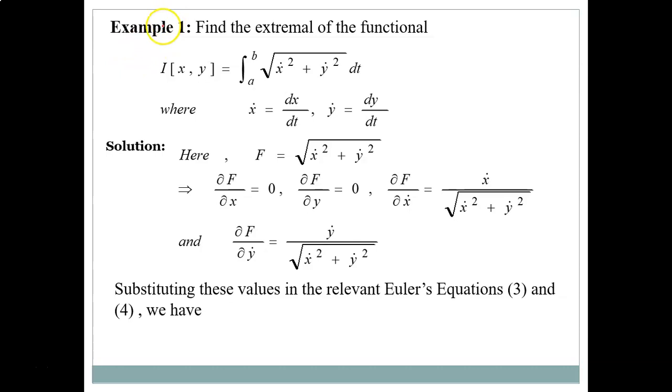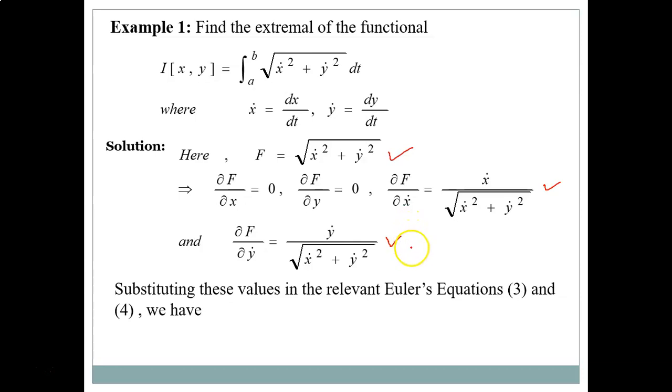So now we discuss one solved numerical example. Find the extremal of a functional I[x,y] given by this integral between the limits a to b of x dot squared plus y dot squared dt, where x dot is this and y dot is this. So you see F equals this thing, and you find the value of ∂F/∂x, that is 0, ∂F/∂y is again 0, ∂F/∂x dot is this quantity, and similarly ∂F/∂y dot is this quantity.